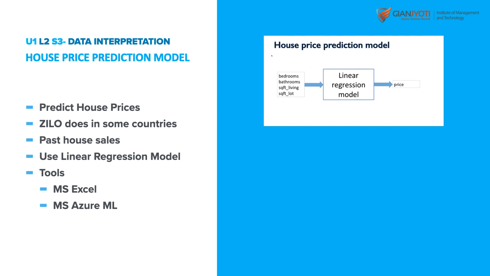On the left-hand side in this model, the input that we need is the number of bedrooms, the number of bathrooms, the total square foot living area, and the total square foot plot area, which is the lot area. So you provide these four things, and using the linear regression model, I'll predict the price. So that is the model.